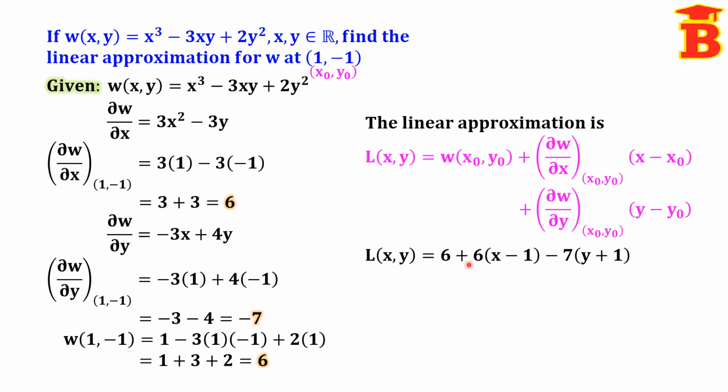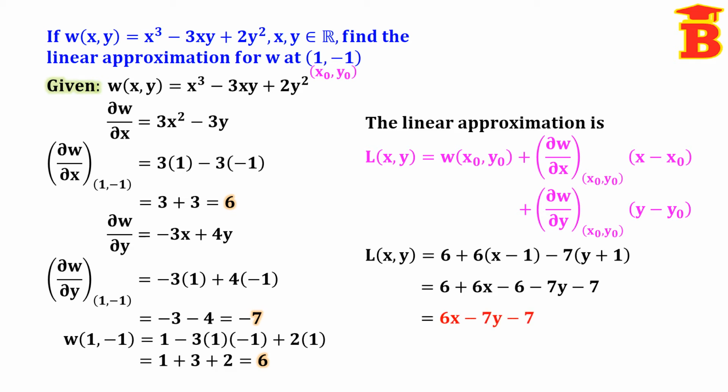plus dou w by dou x at the point is 6 into x minus x naught value 1 plus dou w by dou y at the point is minus 7 into y minus y naught. Y naught is minus 1, so minus of minus plus 1. Just to simplify we can get the answer. So this is equal to 6 plus, multiply 6 inside, 6x minus 6. Here multiply inside minus 7y minus 7.